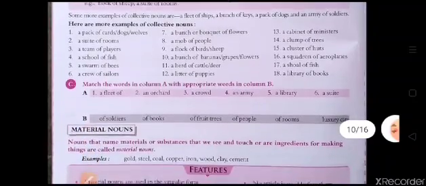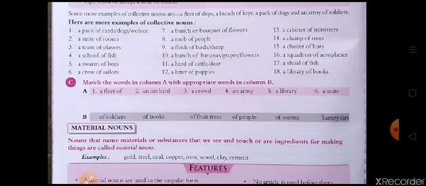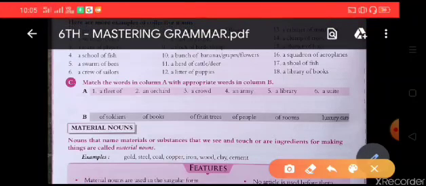Now in the next exercise, match the words in column A with the appropriate words in column B. Here we have to match the collective nouns with the particular things. So here we can see a fleet of, we have to match it.